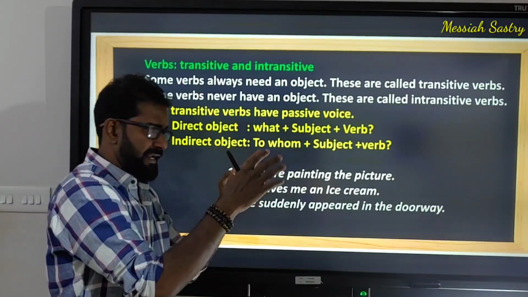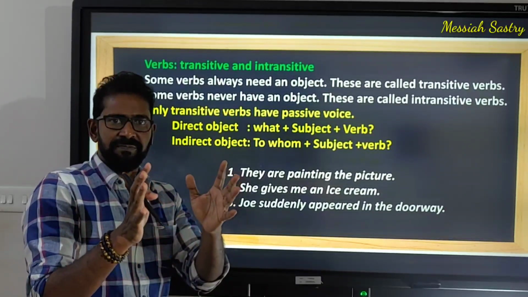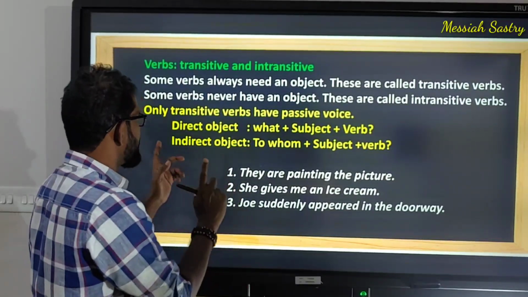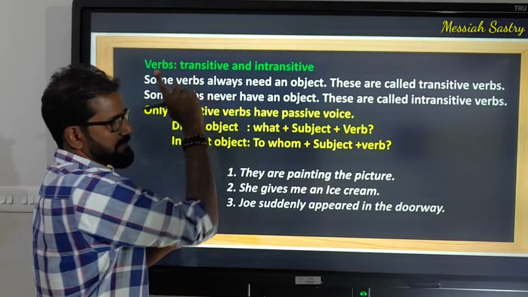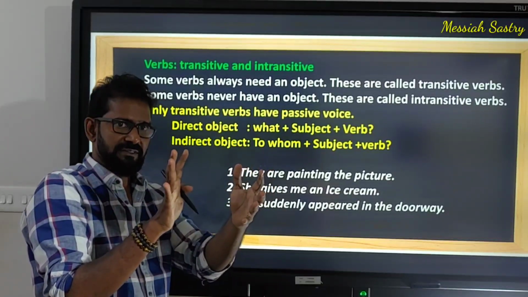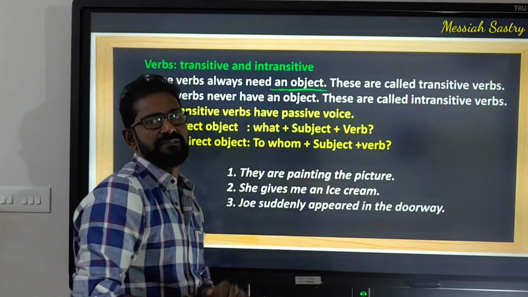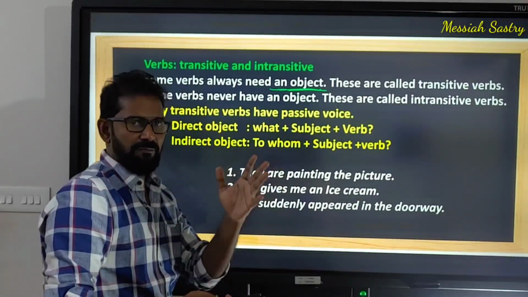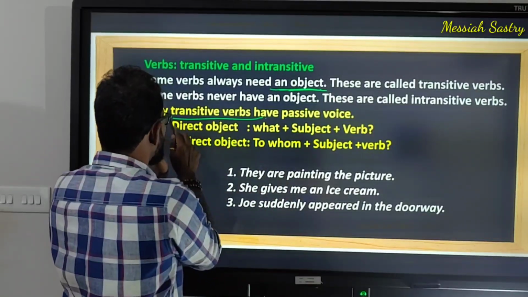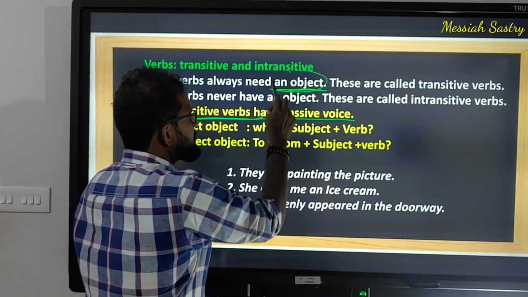Earlier I told you an action can be expressed in two possible ways. But remember, that must be a transitive verb. The action must be transitive. So what is a transitive verb? There must be an object. So only transitive verbs have a passive voice because they have an object.